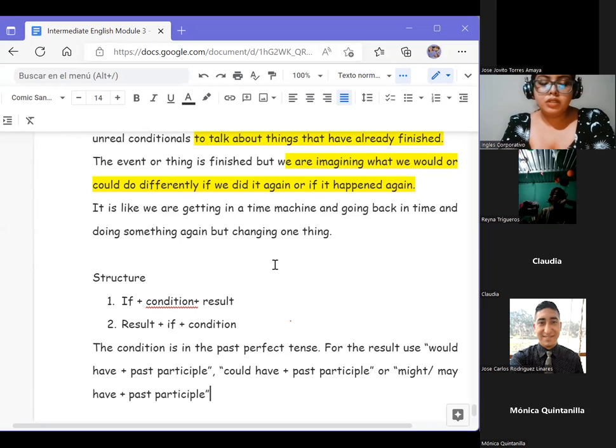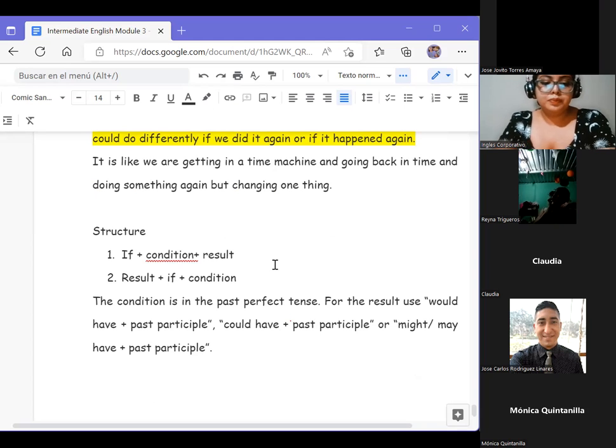So in that case, we can use three different forms to write the results. So in that case, we have three different structures to write the results. And we have some examples. We have, for the first one, we're going to use this one. If I had studied harder, I would have passed the test. Unfortunately, I did not study hard.